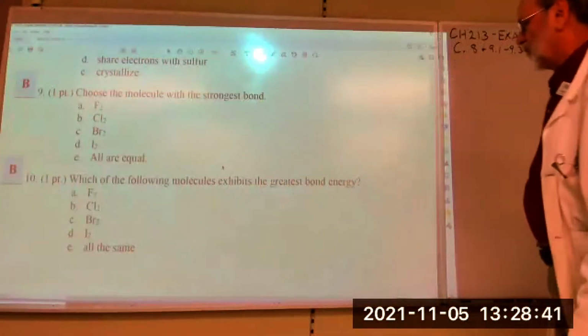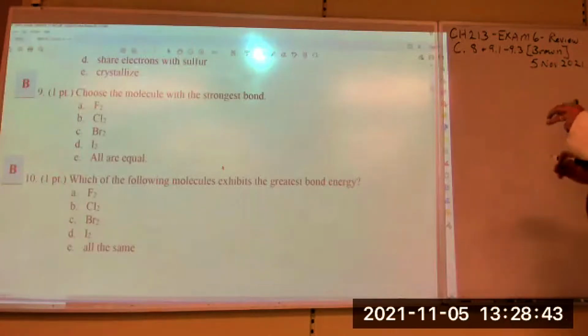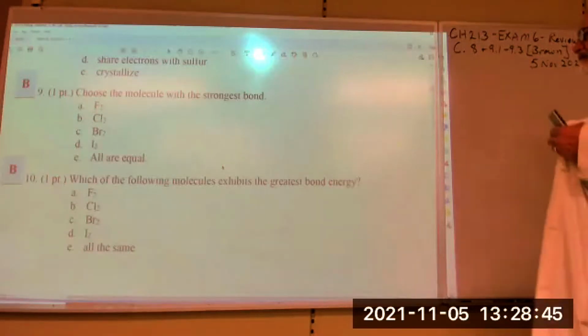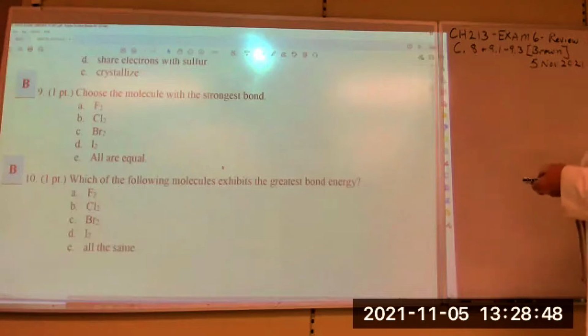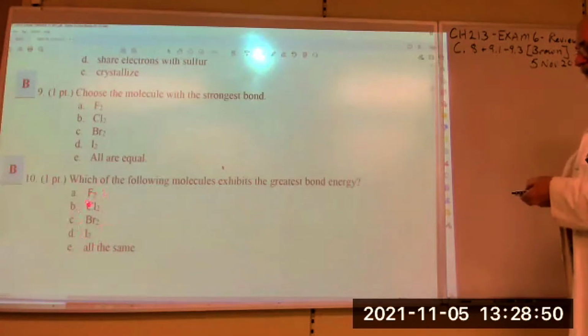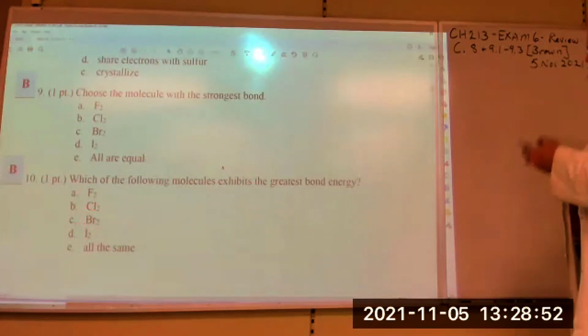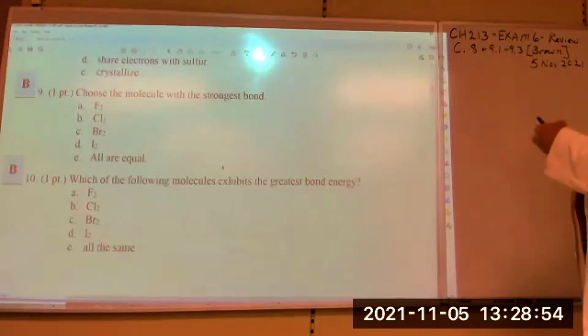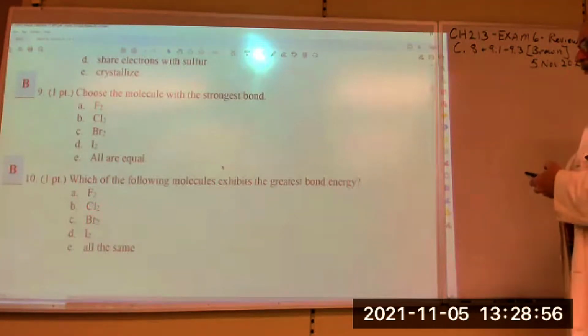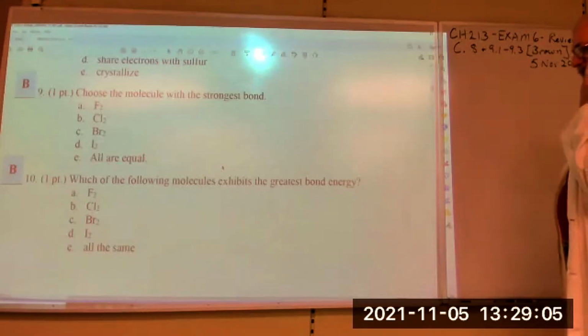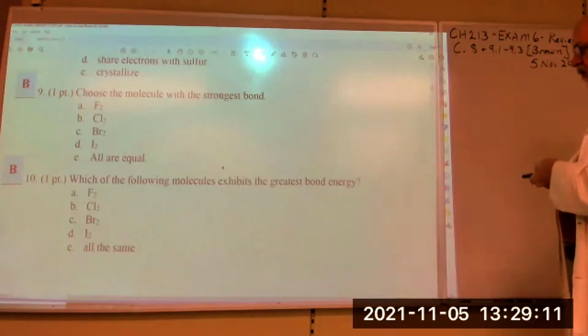Okay, remember when we form a bond, and these are all diatomic halogens. So you would expect the electronegativities to be the same for each pair, then you know it's not going to be ionic. It's got to be covalent. They're sharing electrons. So what determines the strength of the bond?